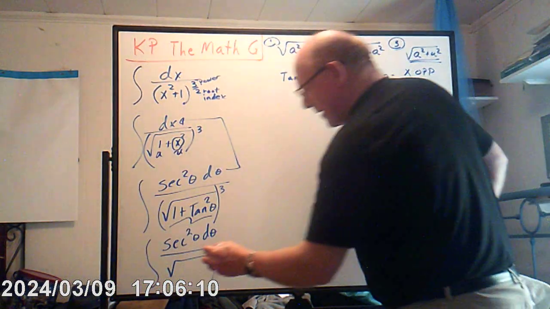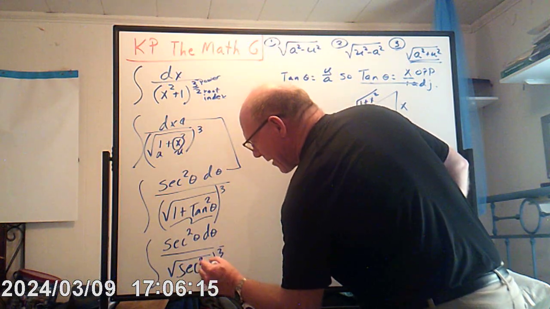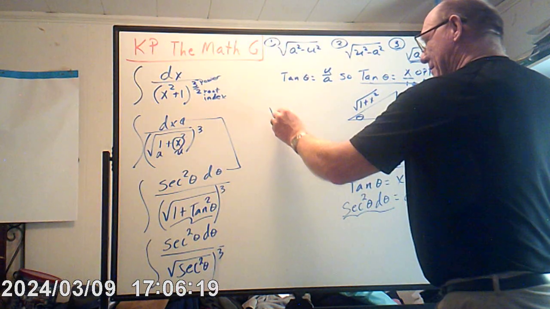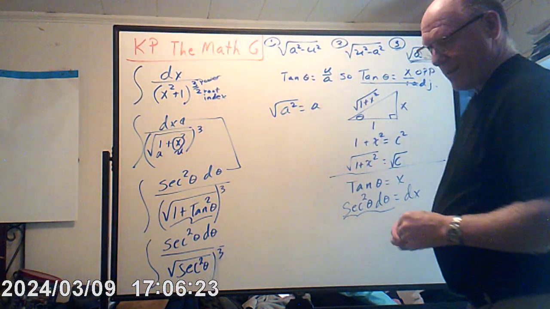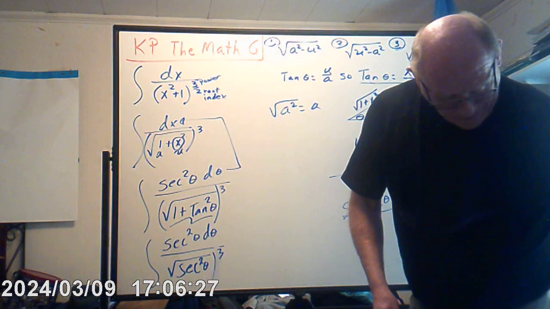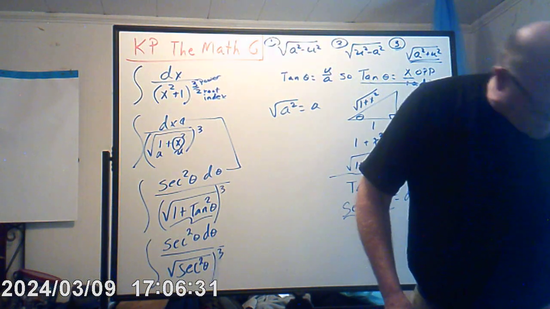Alright, so that's what you're trying to do. That's what we want right there: secant squared theta. Now we know what the square root of a squared is. It's just a. I am talking about the principal root right there. Okay, so that's it right there.